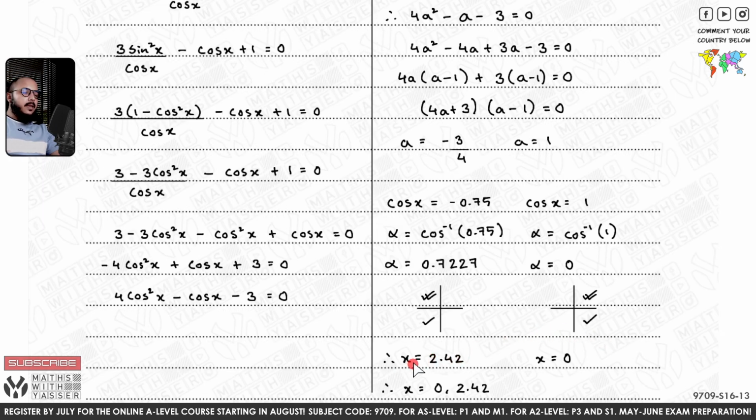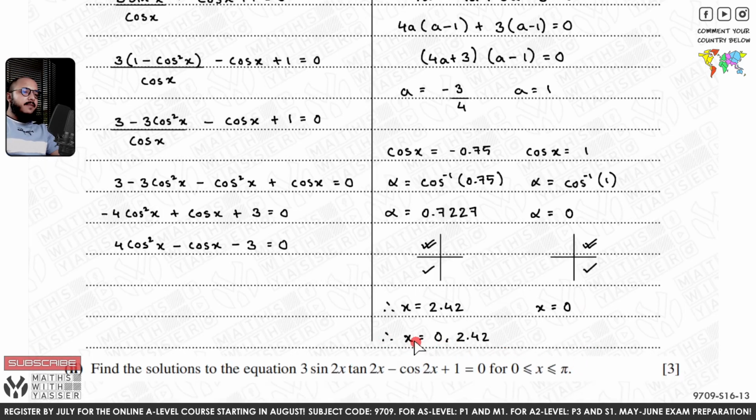So the actual angle, which is x, must be pi minus 2.42, because the way we get the value from the second quadrant is by taking away the basic angle from the value of pi. That gives us 2.42. And for this one, the basic angle is the actual angle because 0 is inclusive. So we can take the value 0. So the x values are 0 and 2.42.